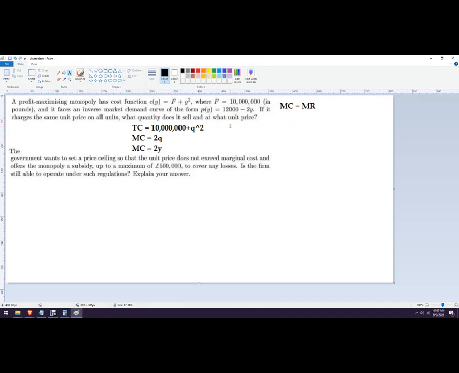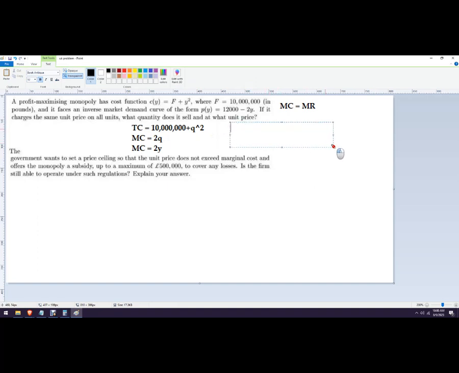So we need to get the total revenue and take the partial derivative of that. Total revenue is price times quantity. Because that's an inverse demand function, in this case this is the price, so I'm just going to multiply a q through there. So it'd be 12,000q minus 2 and then q squared, or if you'd rather, you can use y.